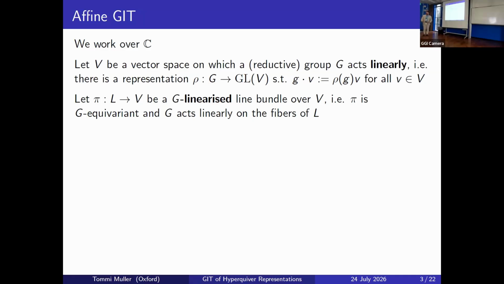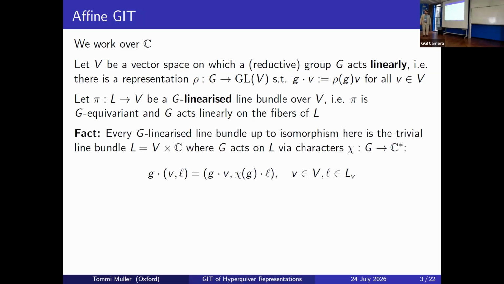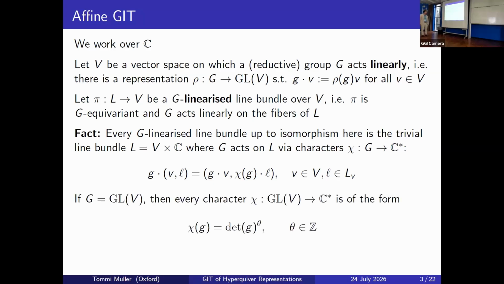This is a line bundle with an action of G on L which is linear, and the projection map is G-equivariant. A fact in the affine GIT setting is that every G-linearized line bundle, up to isomorphism, is of the form of the trivial line bundle L equals V plus C, and G acts linearly on L by some character of G. The character will twist the line bundle, so every line bundle will look like this. It's parameterized by the characters.